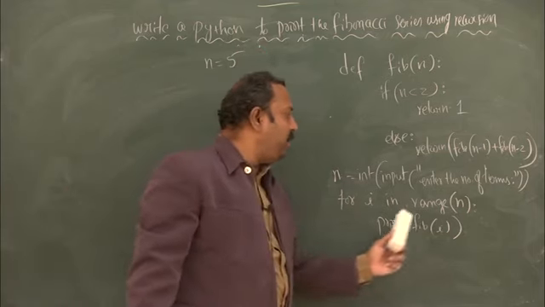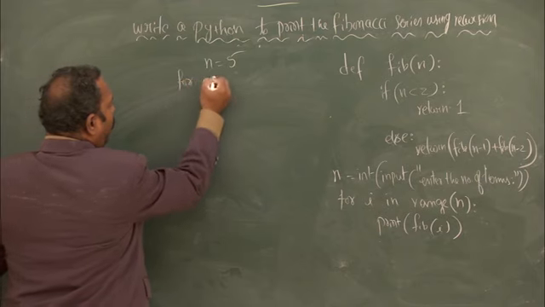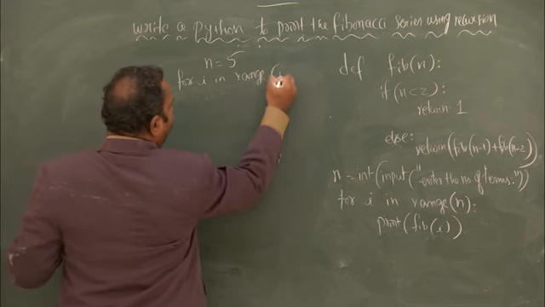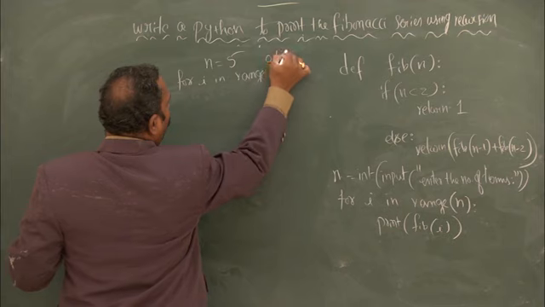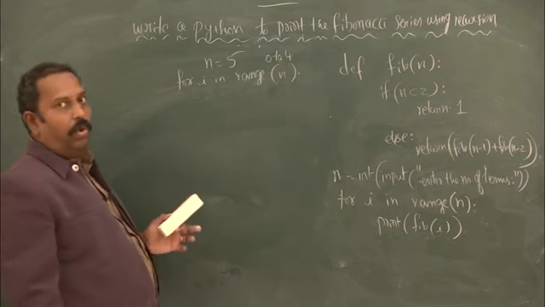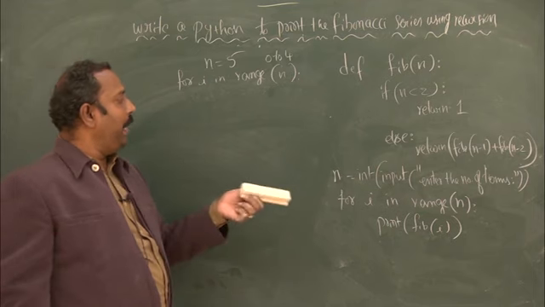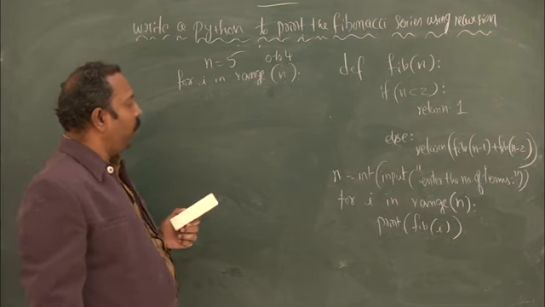So for i in range of n, how will the loop be executed? That means it will take the values 0 to 4 only. You already know the range function always starts with 0 and ends with n minus 1, that is 5 minus 1, that is 4.